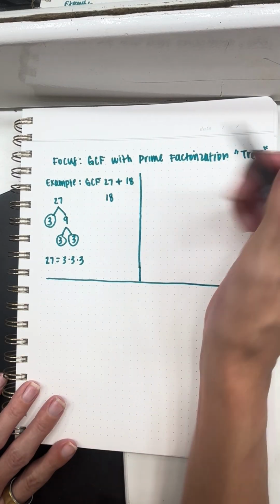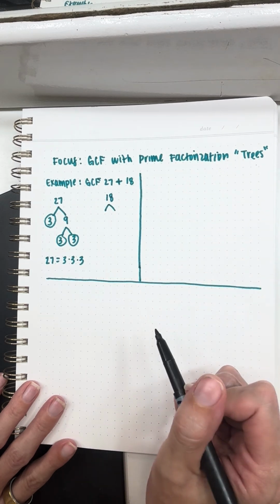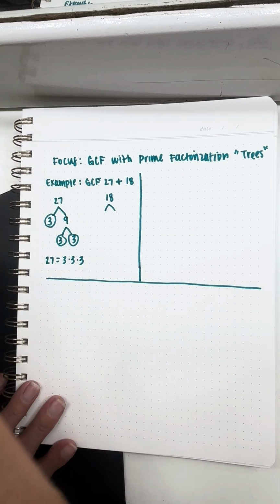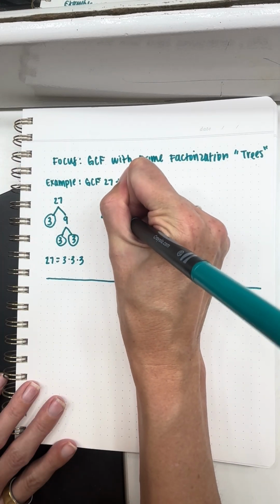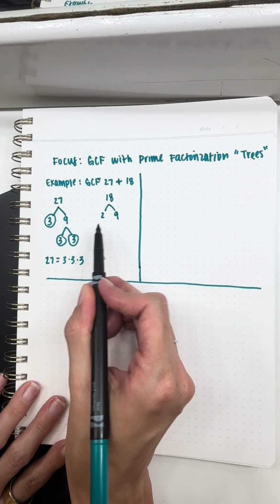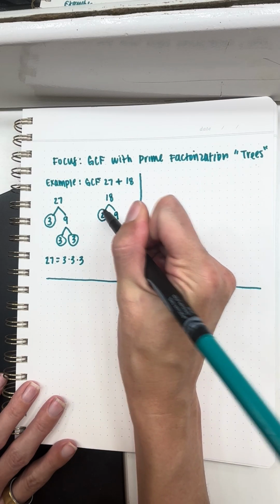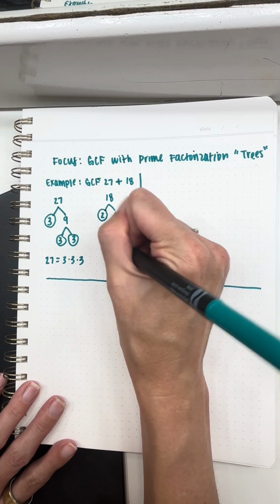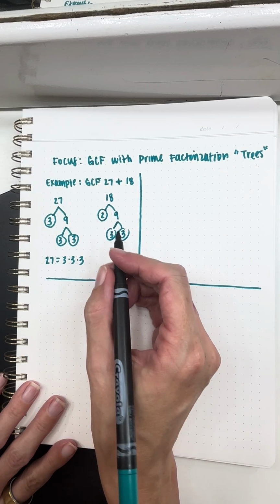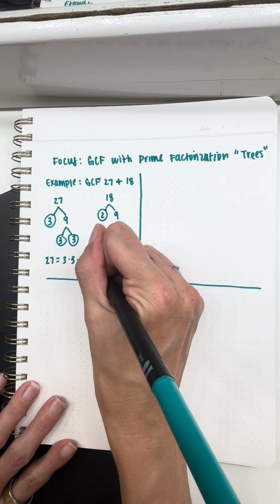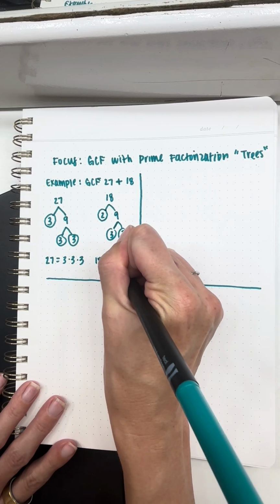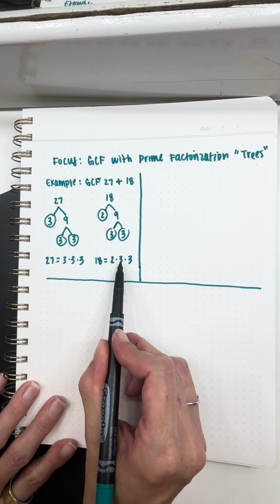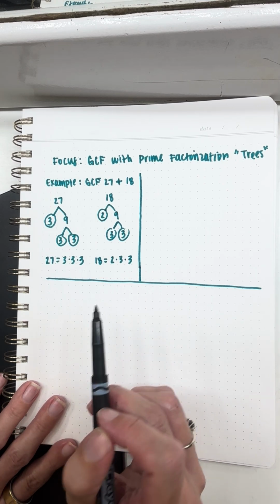All right, 18 at the top. There's a couple ways I could split 18, but I'm just going to start by splitting it in half. 2 times 9. 2 can't be broken down any farther, it's prime, so I'm going to circle it. 9 can be split into 3 times 3. They're prime, so I circle them. And then I have nothing else I can break down. So 18 is equal to 2 times 3 times 3. I check my work. 2 times 3 is 6. 6 times 3 is 18, so I know I did it correctly.